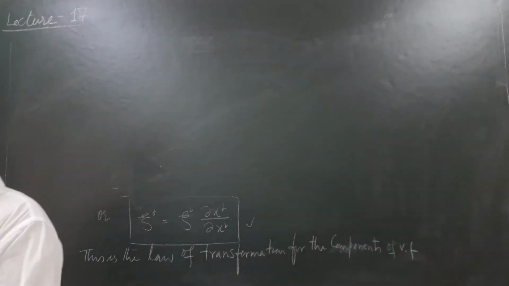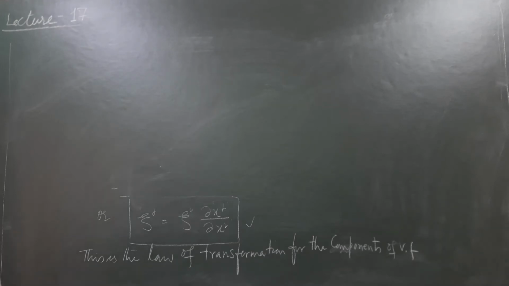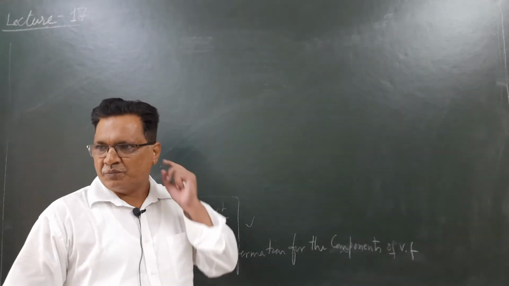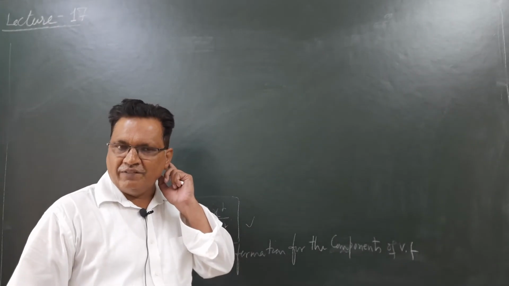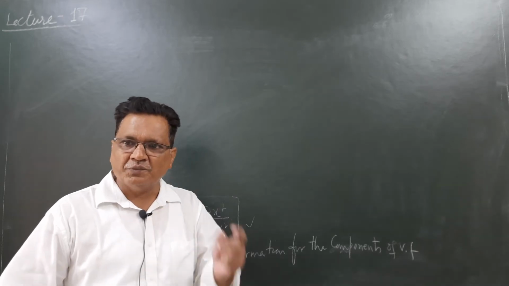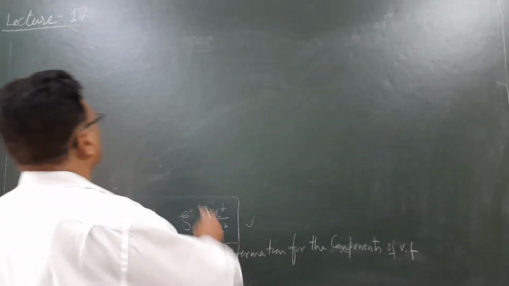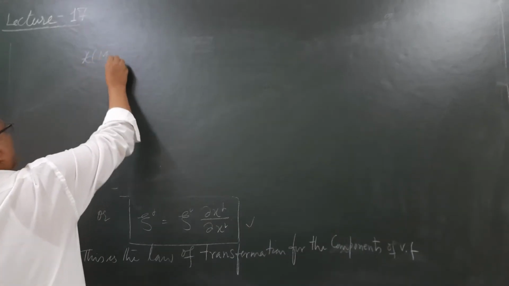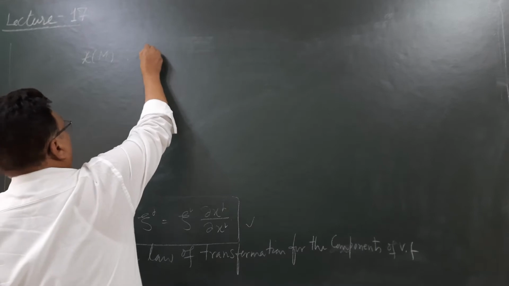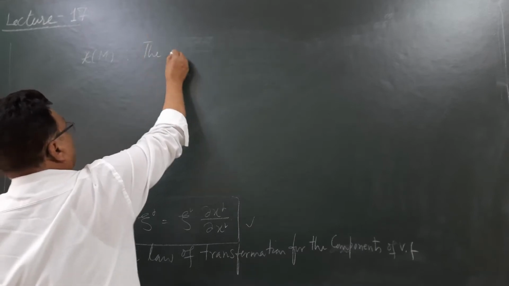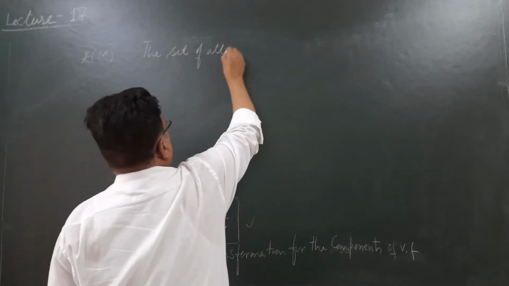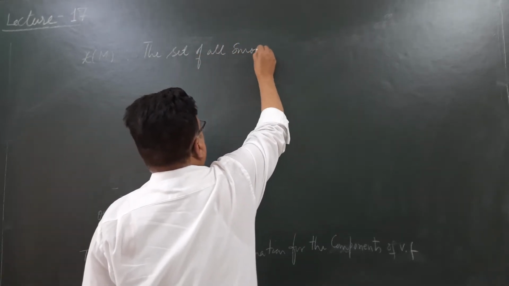Okay, next is we have some structure on the space of vector fields also. As we had a structure on the space of tangent vectors, we have an algebraic structure on the space of vector fields. So, if I denote by the symbol χ(M) the set of all smooth vector fields.